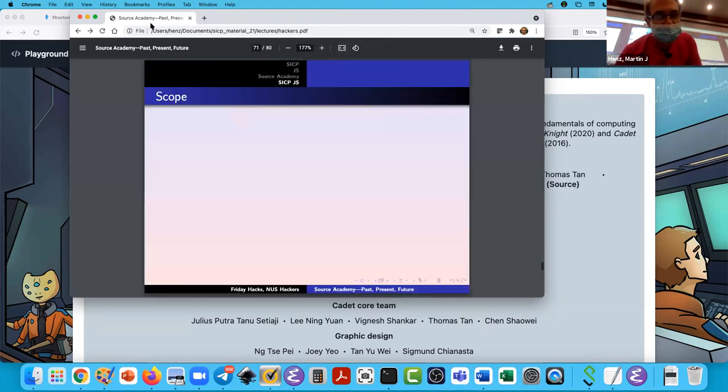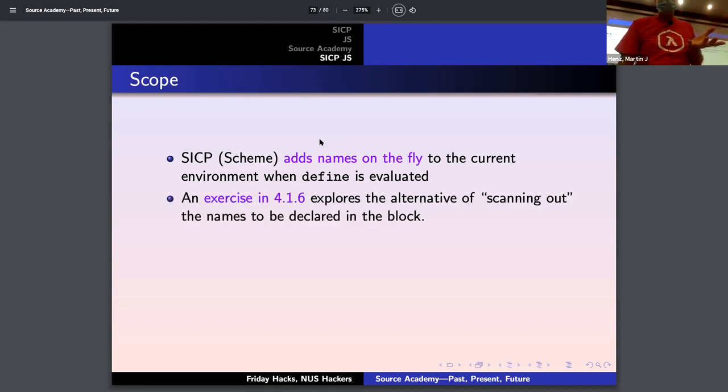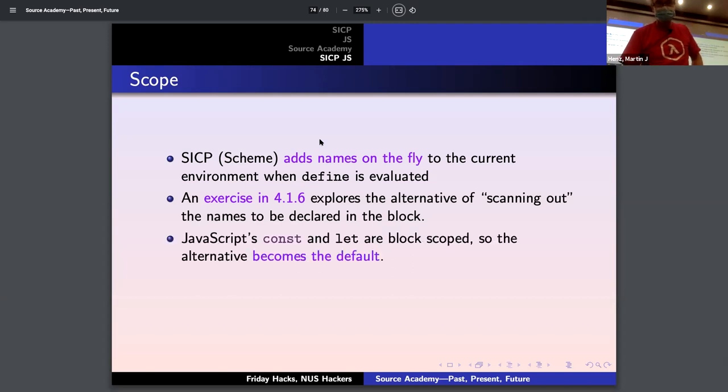The second step was the scope. Scheme has this notion of defining names, and it's quite heavily used in the textbook. It's basically adding names on the fly to your environment. JavaScript doesn't have this. JavaScript in that respect is cleaner than Scheme. So we had an opportunity to clean up SICP in that respect and deal with properly scoped names, and that involves scanning out names in every block that you are entering and declaring them at the beginning of the block. That is basically a cleaner version of scoping, and I was quite pleased to rigorously enforce this throughout the textbook, including all sections of chapter 4 and chapter 5.